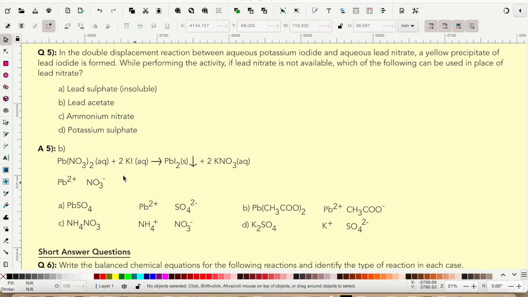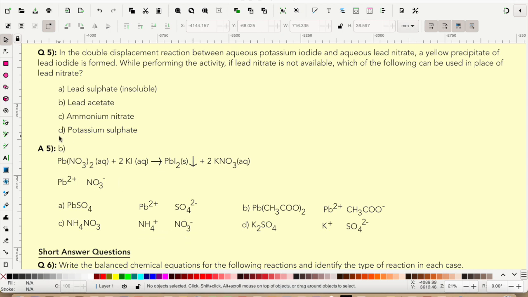Second option is lead acetate. Lead acetate is written as Pb(CH3COO)2. It is made of Pb++ and CH3COO- ions, which is very similar to Pb++ and NO3- ions. So this is the correct option. Let us see the other options as well. Option C is ammonium nitrate, written as NH4NO3. It is made of NH4+ and NO3- ions. So this is not the correct option.